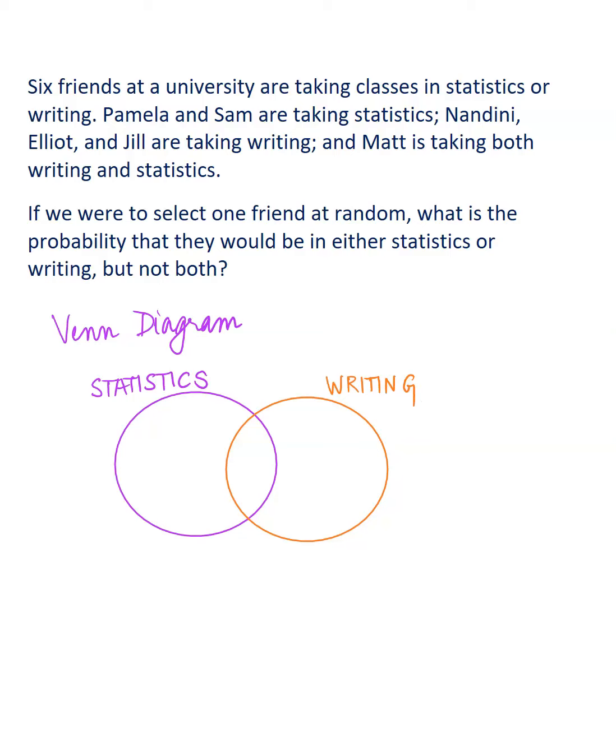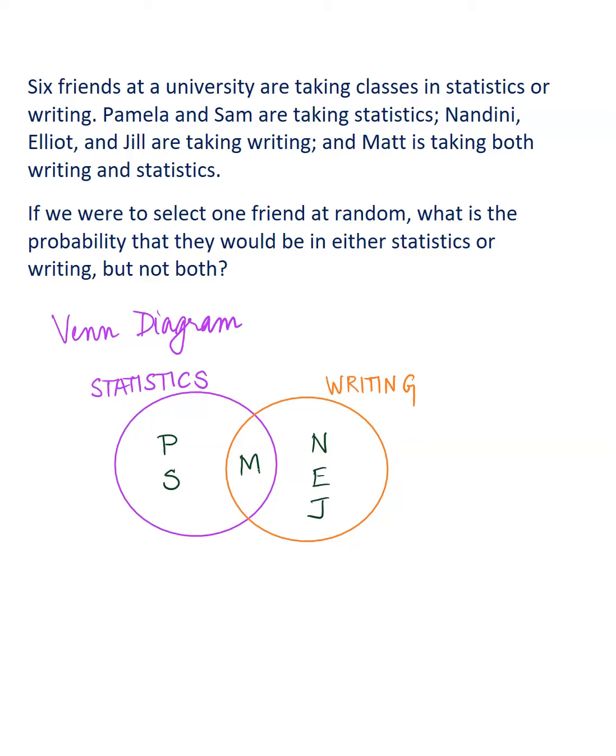And so we have Pamela and Sam in statistics, and in writing we have Nandini, Elliot, and Jill. Okay, and Matt is common to both. So you can see that Matt is part of the purple and is part of the orange. If you just look at the purple, you have P, S, and M. If you just look at the writing, we have M, N, E, and J, right? So we have that, and this is called the Venn diagram.